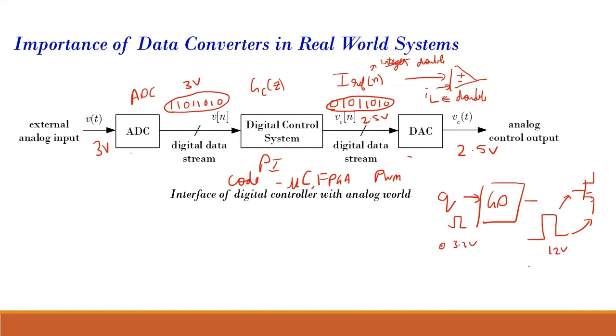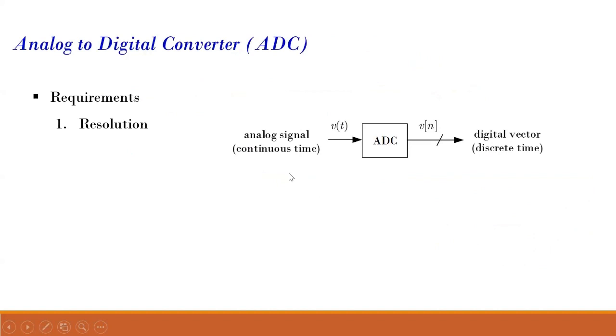Because this gate to source voltage should be greater than the threshold voltage of the MOSFET for the MOSFET to turn on. When we discuss the gate driver, I'll talk about it further. So next I'll continue.